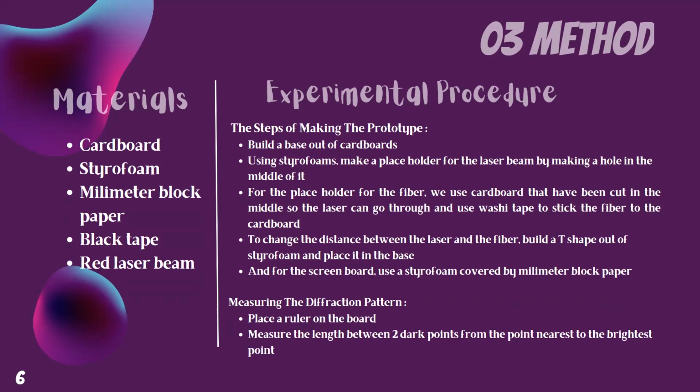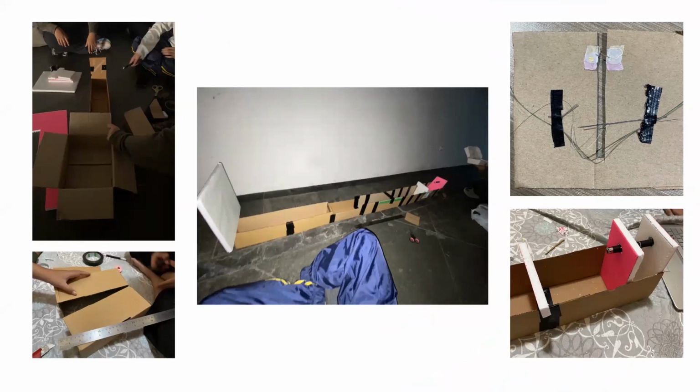And last but not least, for the screen board, we use a styrofoam that has been covered by millimeter block paper, so we can measure the length easily. And how do we measure the diffraction pattern? First, we place a ruler on the board and we measure the length between the 2 dark points from the point nearest to the brightest point. Next slide, please.